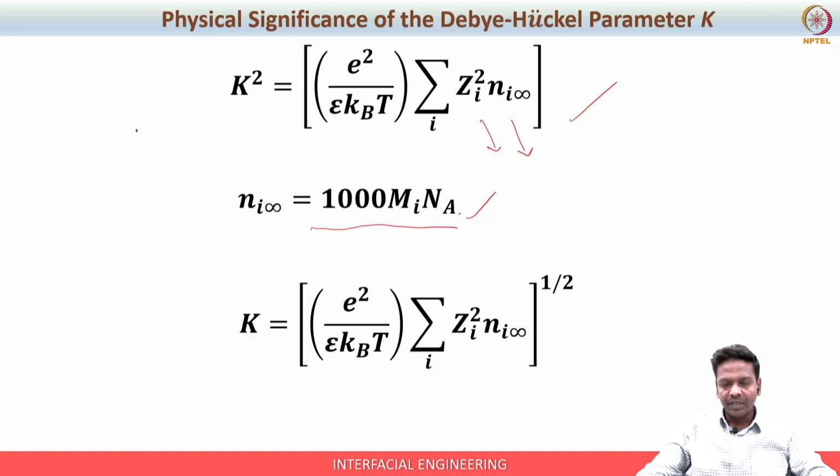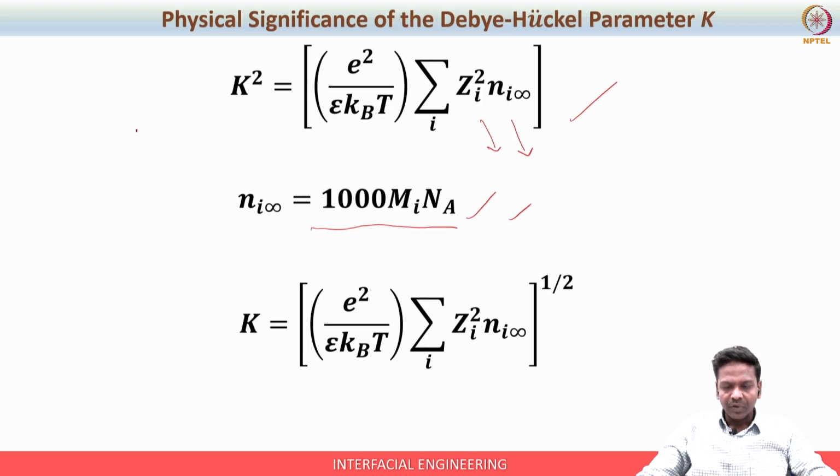So you can replace Ni infinity with the molarity data. Okay, right. So here Mi represents molarity, which is again a variable. Na is the Avogadro number, which is a constant. The 1000 multiplier is applied here because Mi is expressed in terms of moles per liter. We want to keep it in the SI unit, that is moles per meter cube. Okay, right.